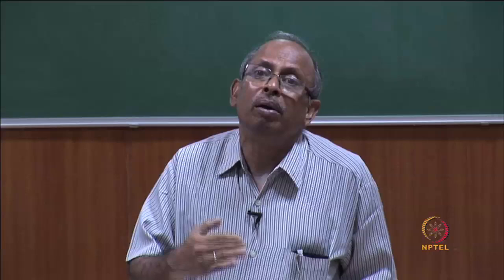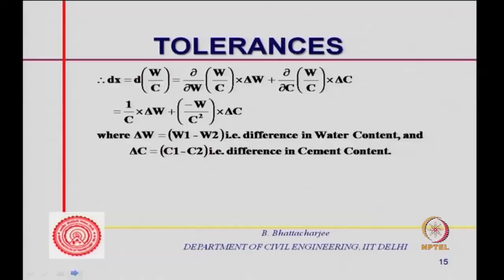Let us look at it mathematically, simple algebra, no problem. For example, if I am looking at the change d(W/C), the variation in water cement ratio, I am just calling it dx. So x is the water cement ratio, W by C, and it is a partial derivative, so it will be given as the variation of W by C with respect to water multiplied by delta W, plus, from basic calculus, the partial derivative of W by C with respect to cement multiplied by delta C. The variation of W by C with water will be given by 1 by C into delta W, and the partial derivative of W by C with respect to C is given as minus W divided by C square, delta C.